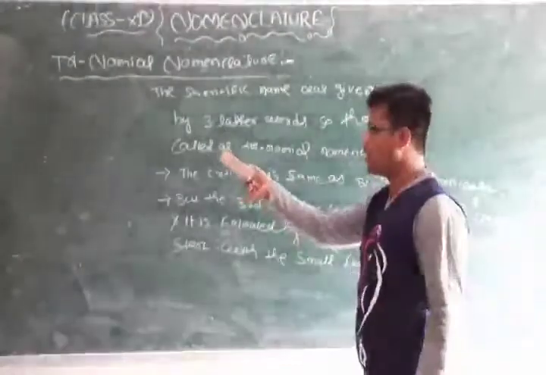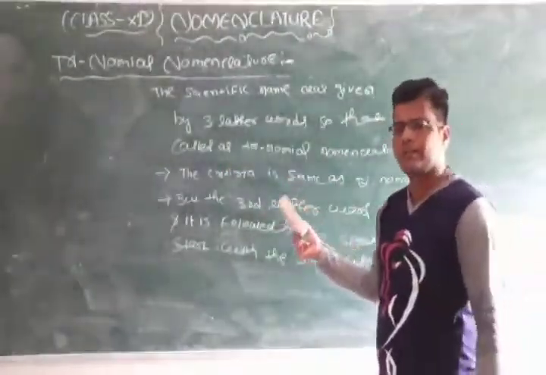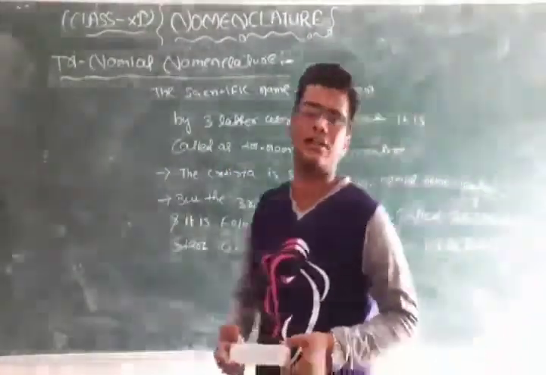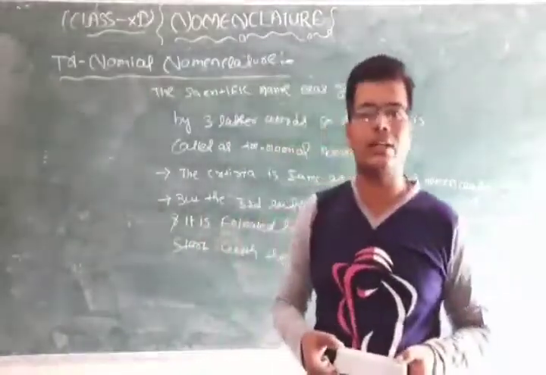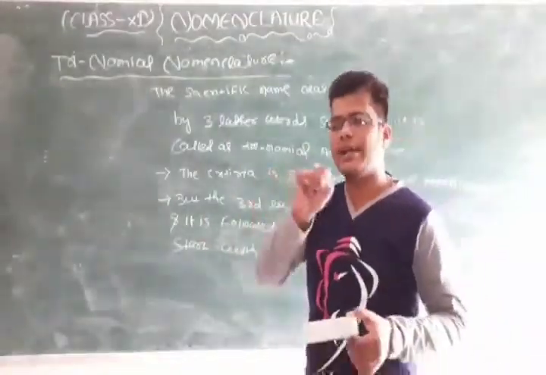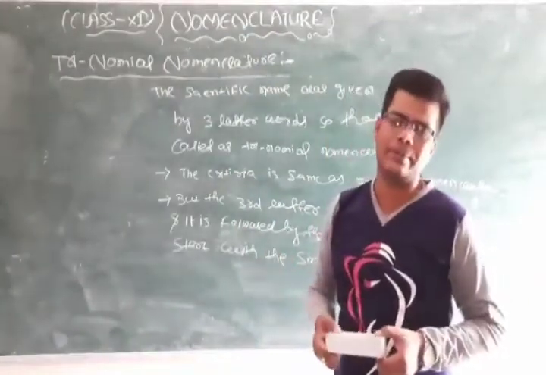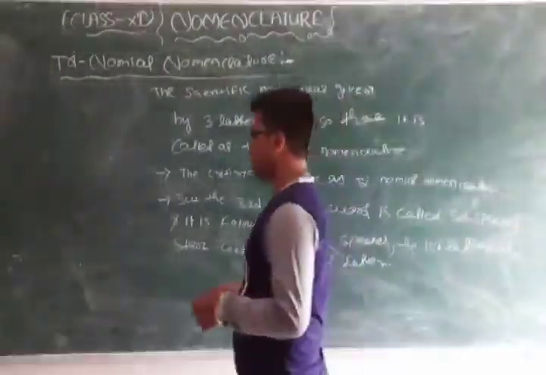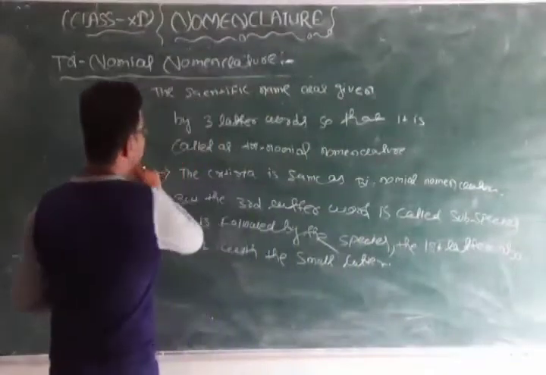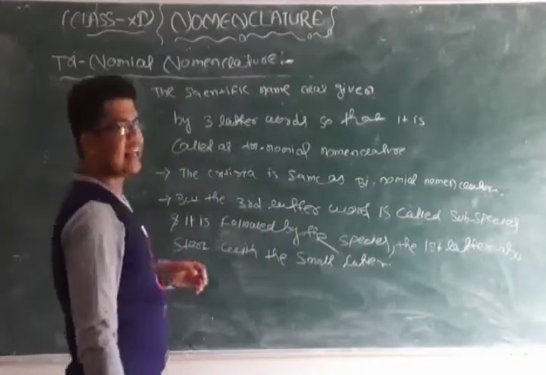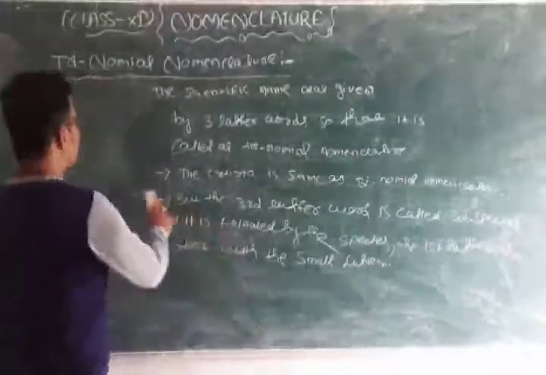It will come after our species, and the third letter word, the first letter is started with a small letter, and we can underline it if handwritten, and if it is printed or written in the book, then it is in italic. So this is the criteria of the trinomial nomenclature.